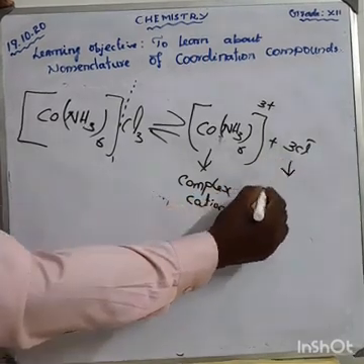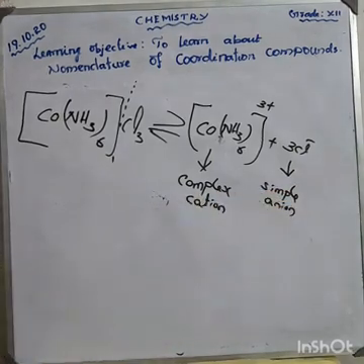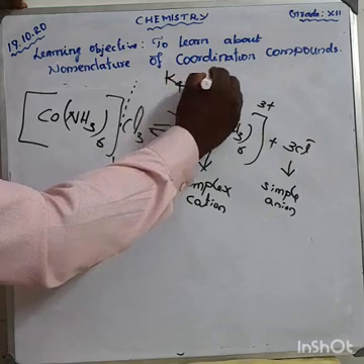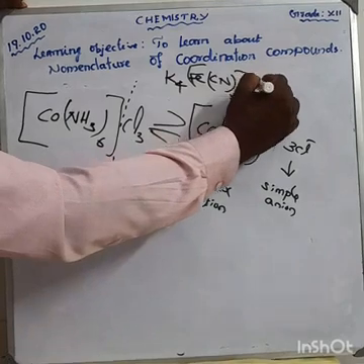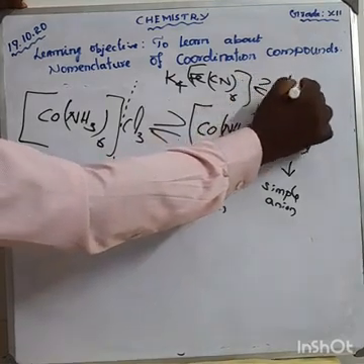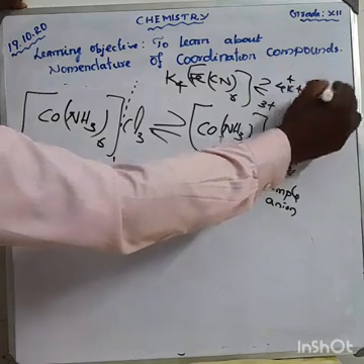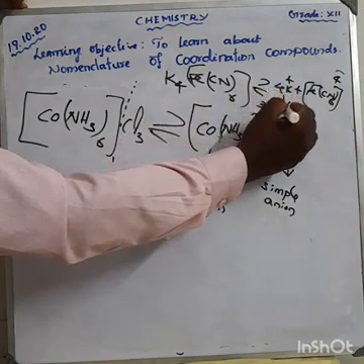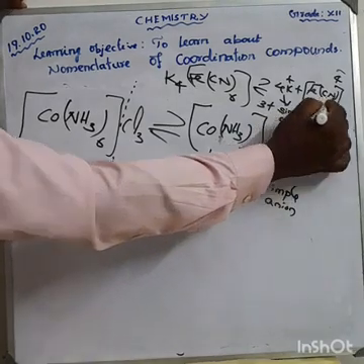This is the simple anion. Can you understand? The previous one, K4[Fe(CN)6]. Here I told you: 4K+ and [Fe(CN)6]4-. Here, this is what? Simple cation, complex anion.